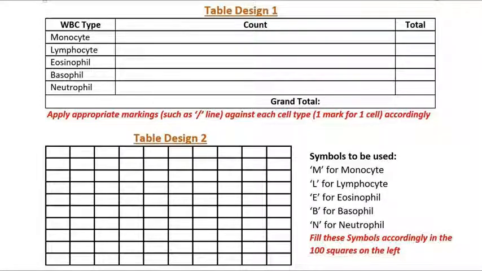And if you've chosen the second type of table, which by the way contains 100 boxes, simply enter the appropriate initial of the name of the WBC type into each box successively as you count along. M for monocyte, L for lymphocyte, N for neutrophil, E for eosinophil, and B for basophil. In this manner, fill the appropriate boxes of the table as you count the various types of cells.